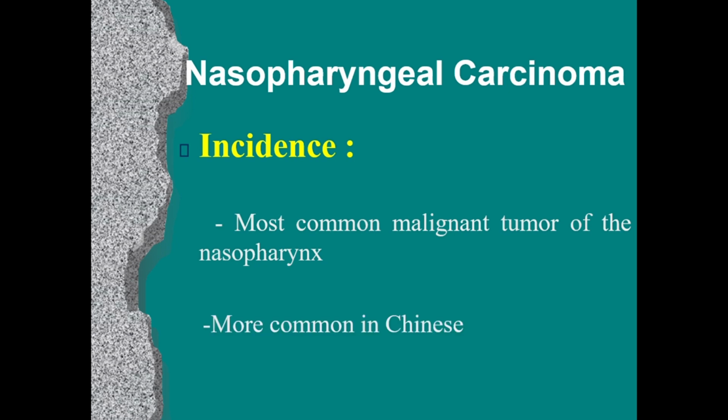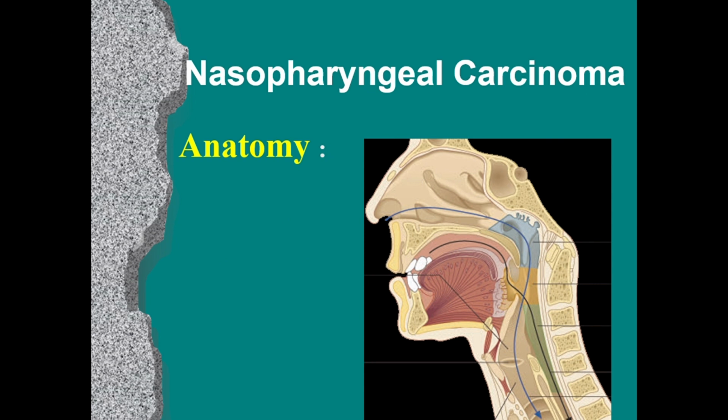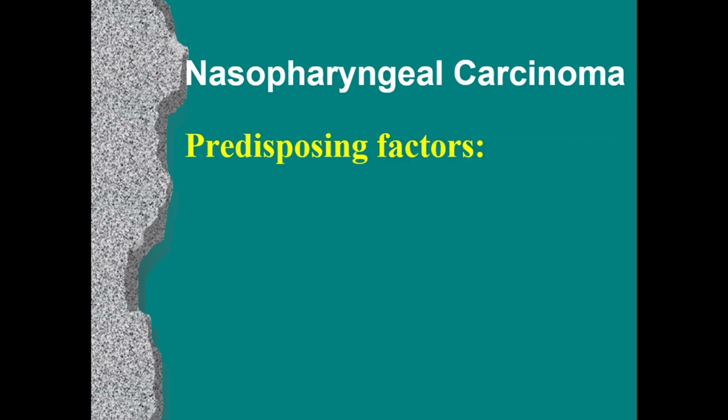More common in Chinese. Why? We will know the nasopharynx. This is the area of the nasopharynx. The roof of the nasopharynx is formed by the skull base. This is the sphenoid sinus. This is the pituitary gland. The posterior wall is formed by the first and second cervical vertebrae. The anterior boundary is the back of the nose, and the lower boundary is the soft palate, which separates the nasopharynx from the oropharynx.